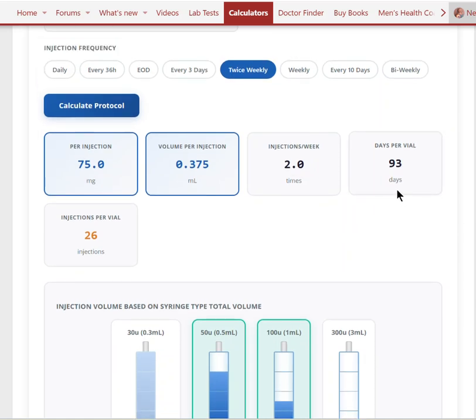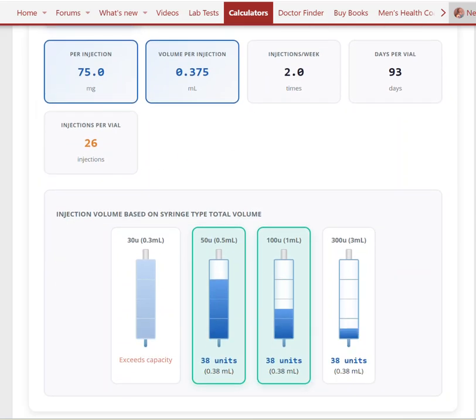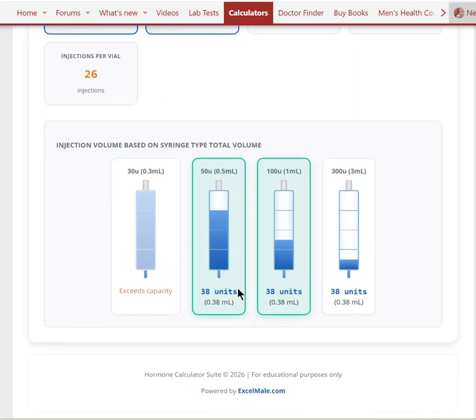You have basically 90 days that your vial would last for, 26 injections in a 10 ml vial. So obviously, depending on your syringe size, as I said, most of us are using insulin syringes to inject subcutaneously or shallow IM on the delts. It's 38 units, so that's how it looks.